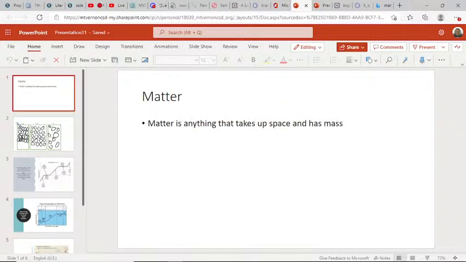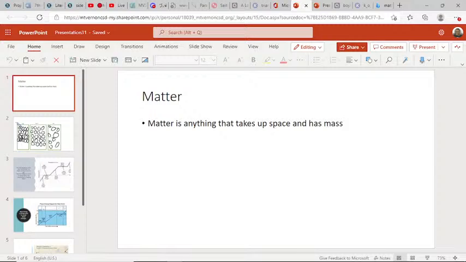So this is for the science project, and today I'm going to be teaching y'all a lesson. This is going to be based on matter: solid, liquid, gases, phase changes, different types of energy, and diagrams that relate to those things.